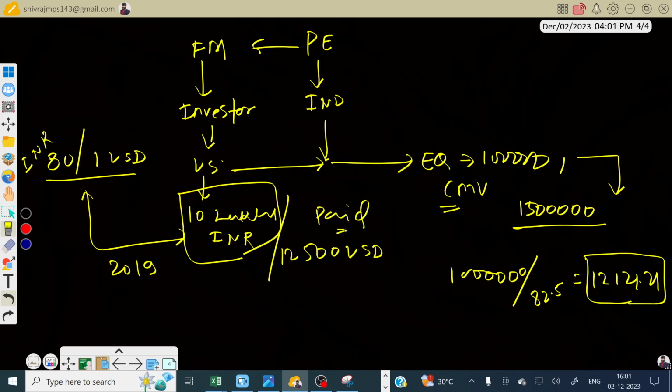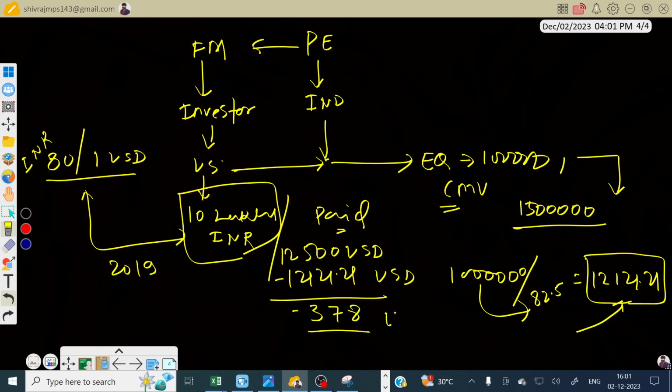But here is a catch. Investor paid to you 12,500, right? So your 10,000 value, which is at the moment, if you convert into USD, is around 12,121. See the shortage, $378, which you will still have to pay extra. So ultimately, if you convert this into your rupees, you will have to pay almost 31,000 extra.